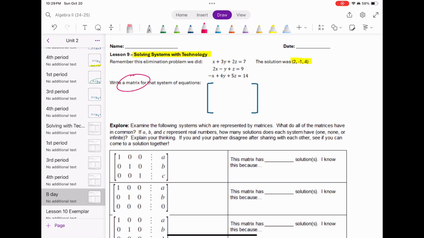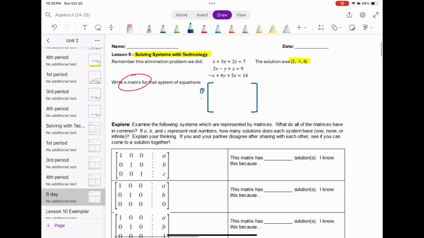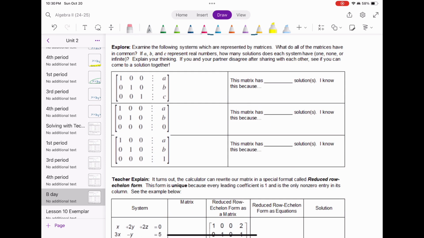Let's just make a matrix to practice. We have 3 equations. That means we'll have 3 rows. We have 3 variables and the constant, so we're going to have 4 columns, X, Y, Z, and the C column. Now let's just write the coefficients in the matrix. For the first row, we have an invisible 1 next to the X, 3, 2, and 7. Second row, we have a 2, an invisible -1, an invisible +1, and a 9. And for the last one, invisible -1, 4, 5, and 14. And that's the matrix for this problem.